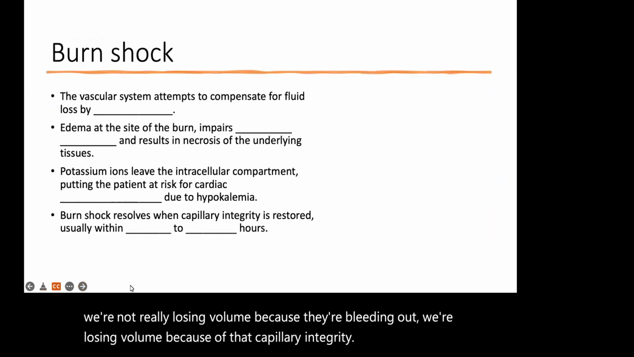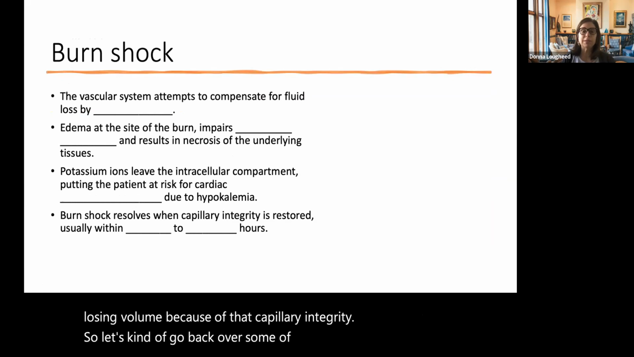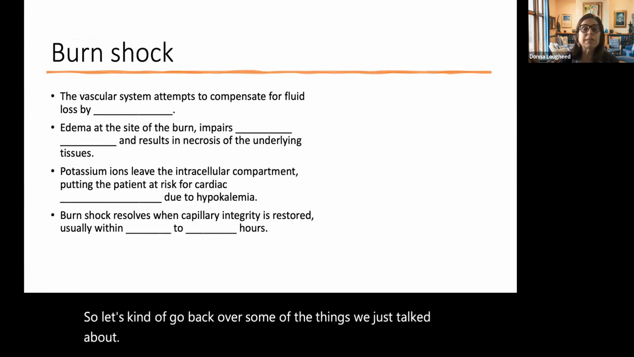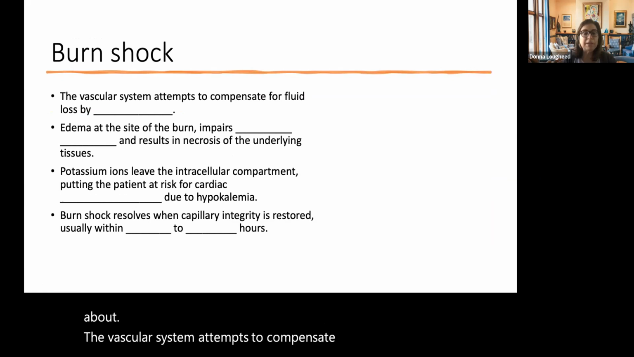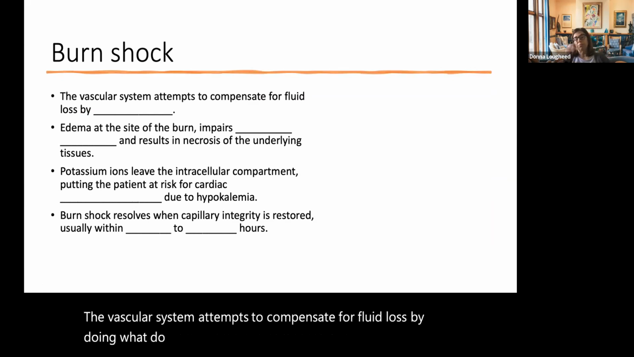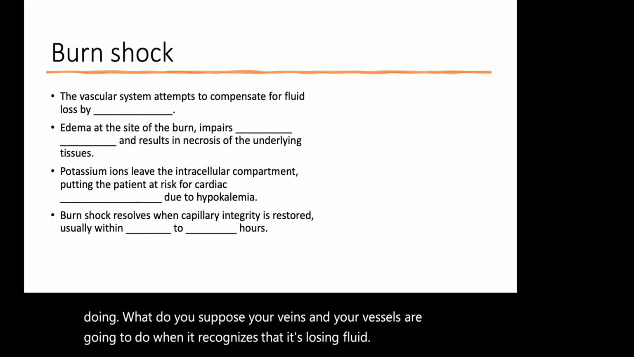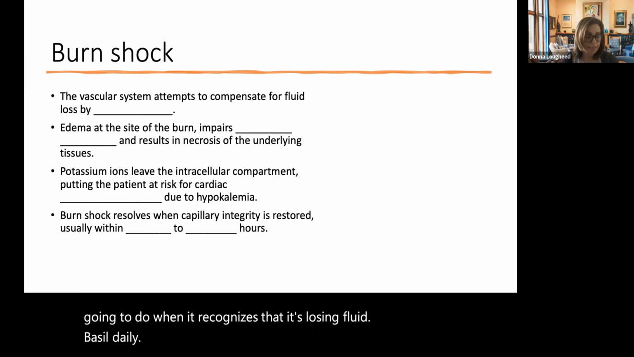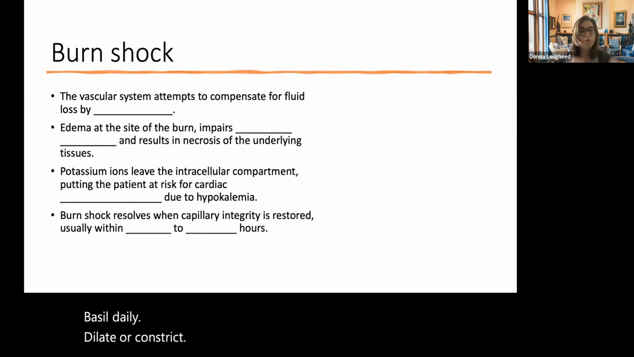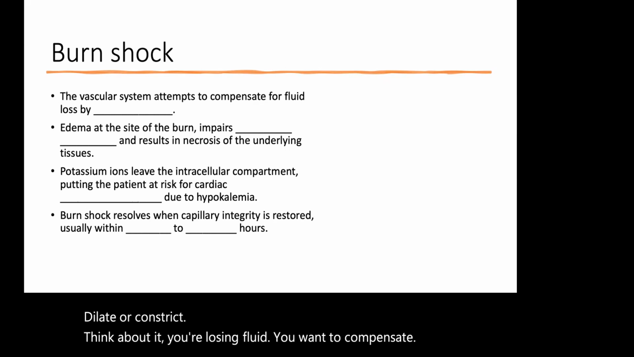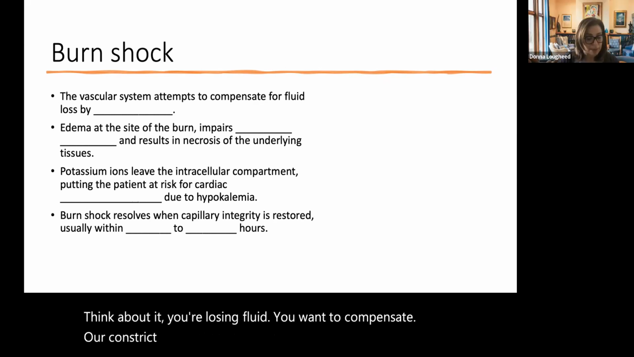So let's go back over some of the things we just talked about. The vascular system attempts to compensate for fluid loss by doing what? What do you suppose your veins and your vessels are going to do when they recognize that they're losing fluid? Dilate or constrict? Think about it. You're losing fluid, you want to compensate. Oh, constrict. Yes, we would constrict because that would restore more volume in the vessels.